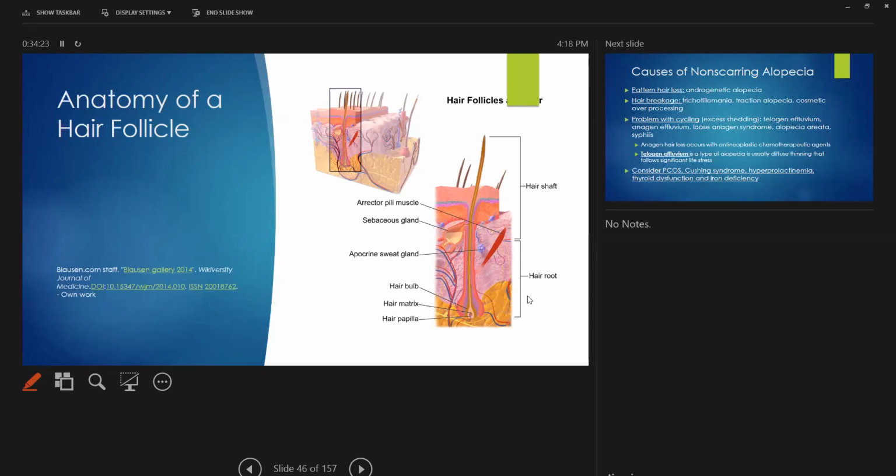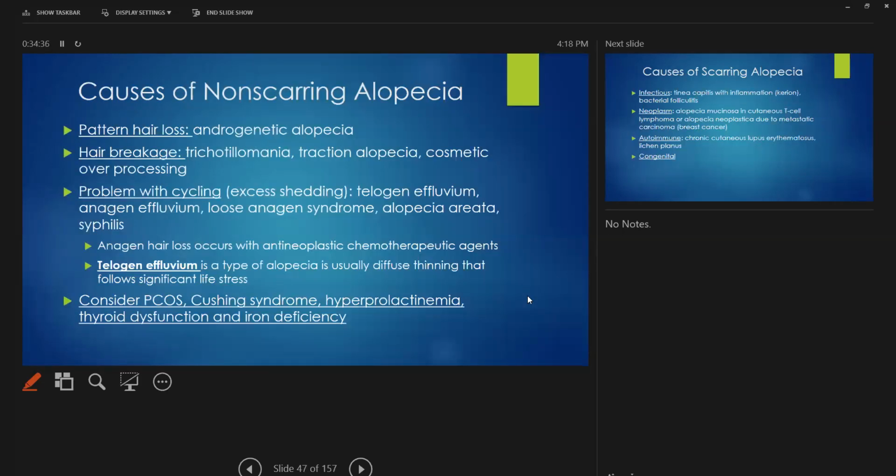Just a little bit of a review there, but these are some of the anatomy that's important to know so that when problems arise, you can kind of identify what you think might be going on. Causes of non-scarring alopecia, so pattern hair loss. It's just called androgenic alopecia. Hair breakage, if somebody is actively pulling out their hair, it's called trichotillomania.